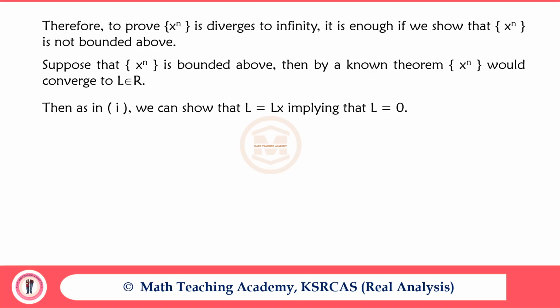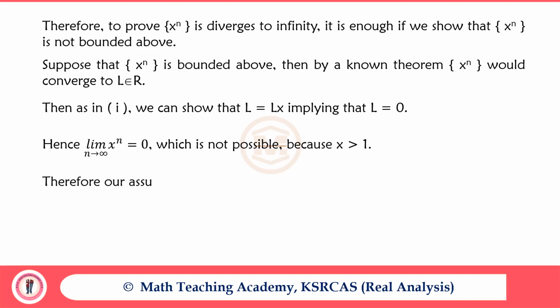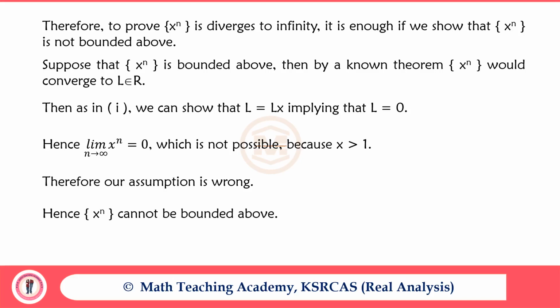Therefore, the sequence x^n converges to 0. Hence, the limit as n tends to infinity of x^n is equal to 0, which is not possible because the value of x lies between 1 and infinity. So x is greater than 1, and x^n cannot converge to 0. So this is not acceptable. So what we have assumed is wrong. Therefore, our assumption is wrong. Hence, the sequence x^n cannot be bounded above.